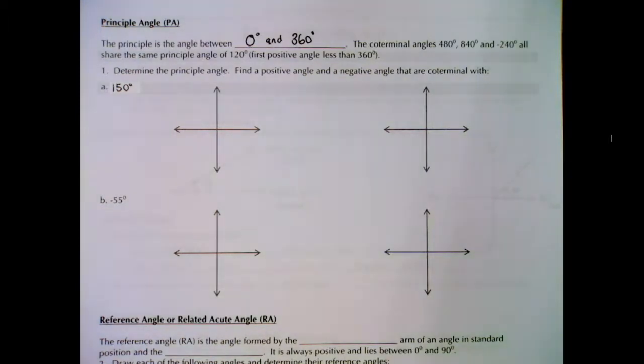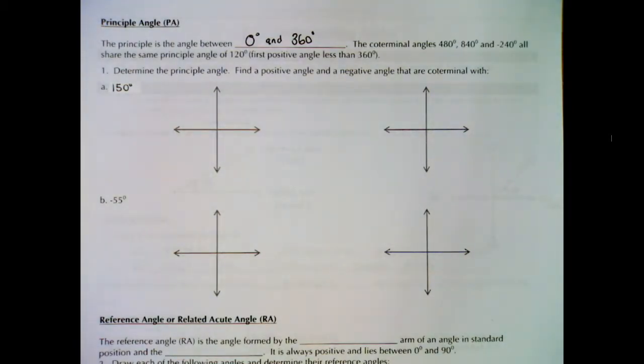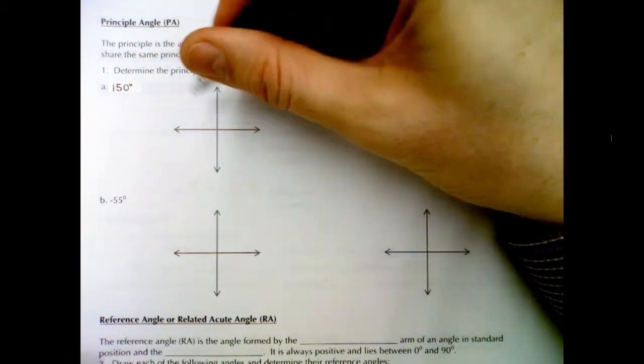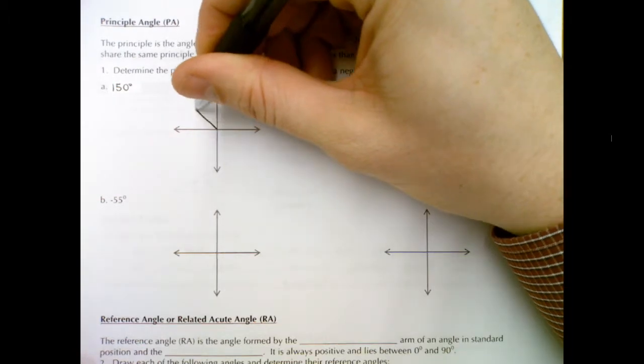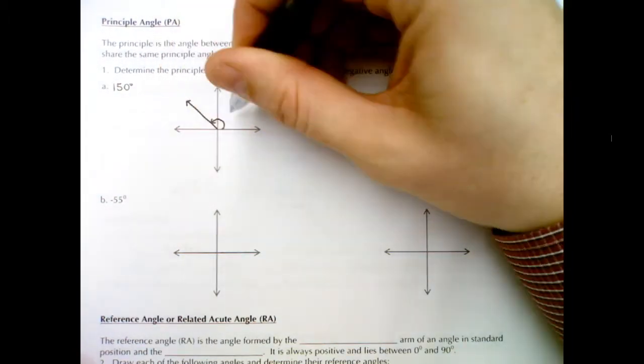So we're going to determine the principal angle, 150, and we're going to find a positive and a negative angle that's coterminal with it. I changed it from 510. So let's start by graphing the 150 degrees. That would put us in the second quadrant because we're greater than 90 but less than 180.